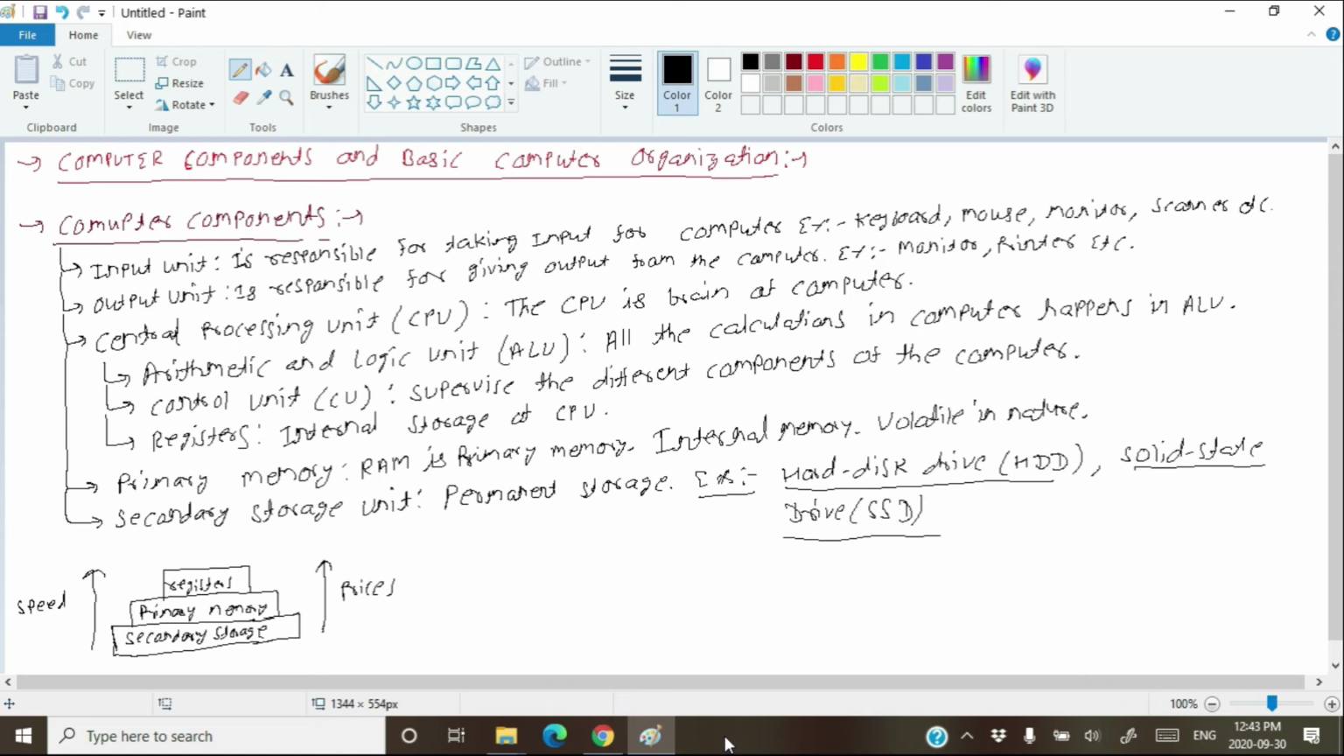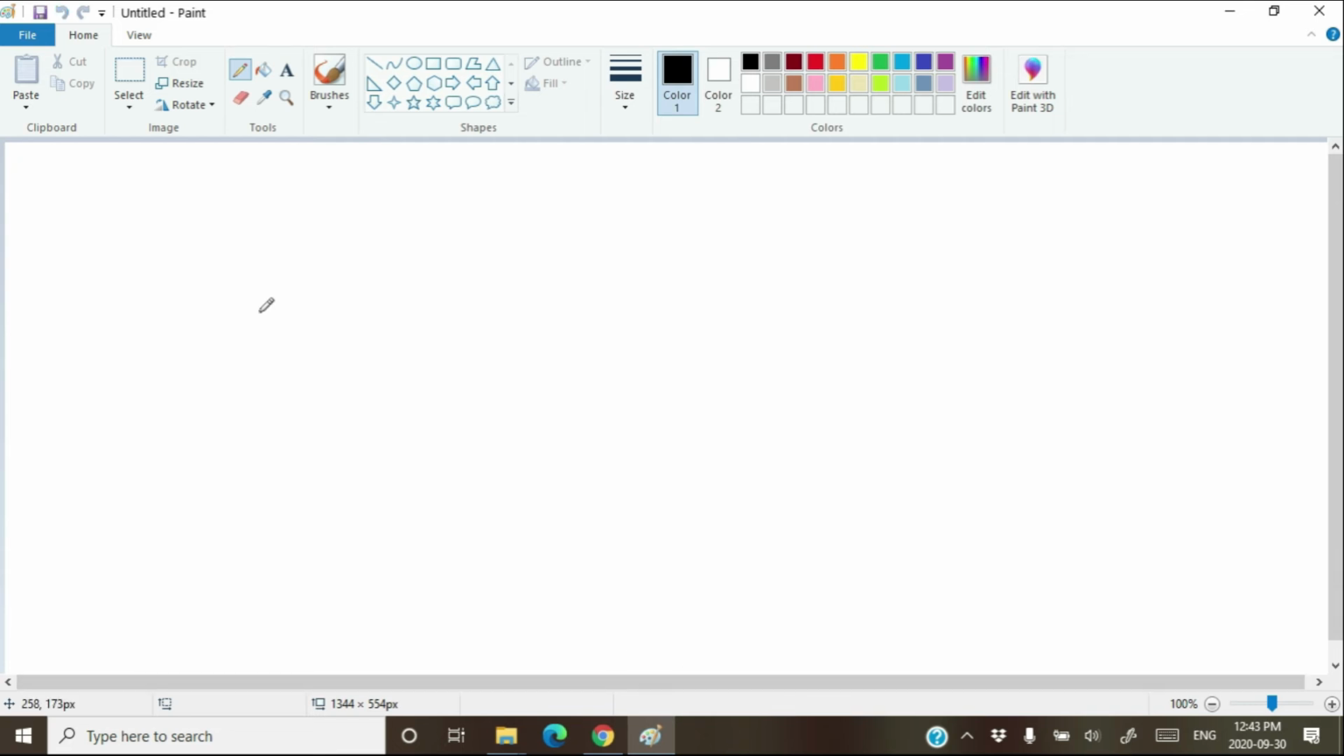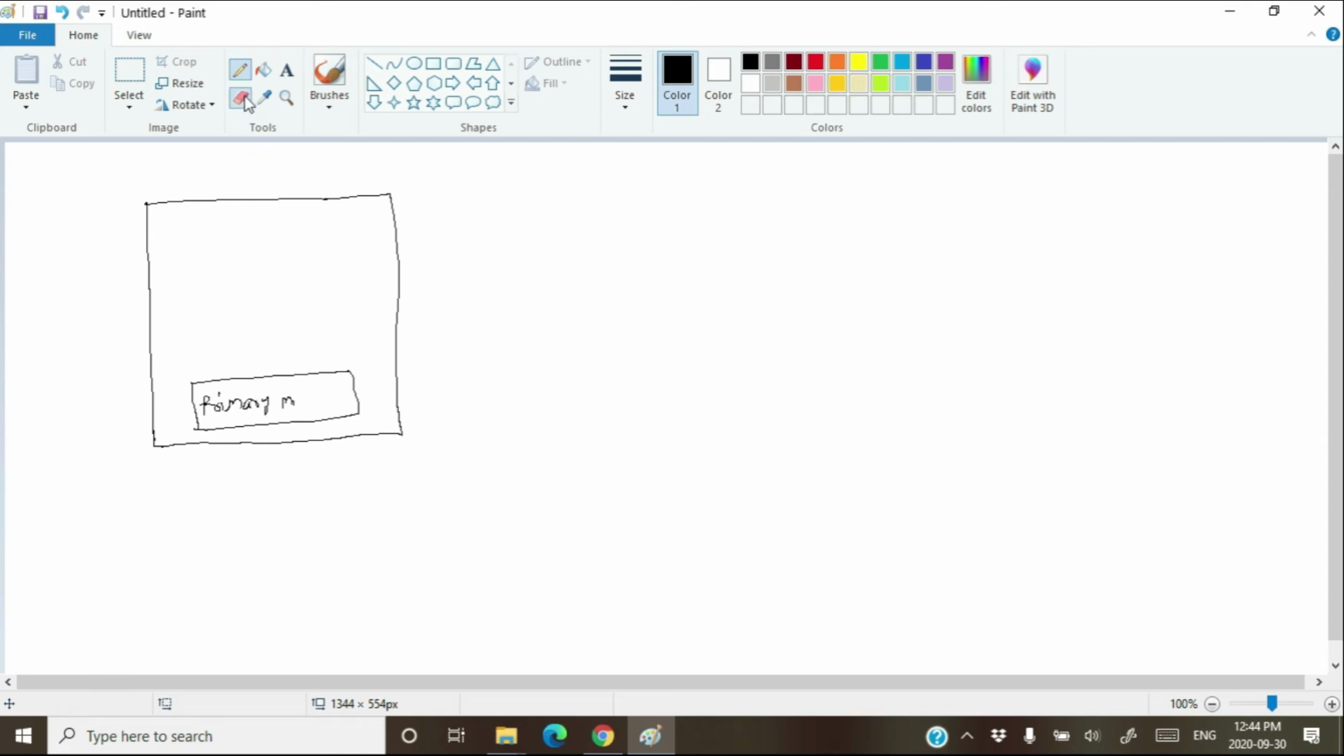Let's see the various components of the computer by using a figure. Let's draw a picture which tells you about various components of the computer. So this is your computer. In the computer, you have primary memory. Then you have a CPU.